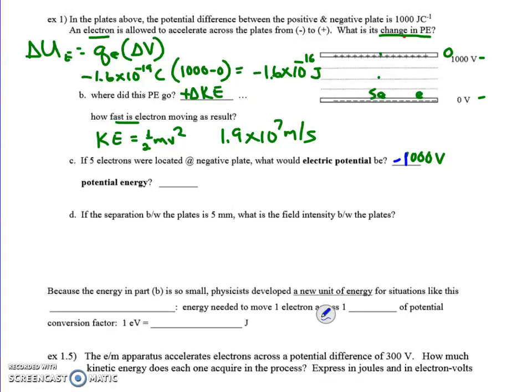But the point is, it doesn't matter whether I have 1 electron here or 5 electrons there, I have the same potential. But the potential energy will be 5 times as great because the potential energy equals Q delta V, and since I have 5 times the Q, I'll have 5 times the energy.